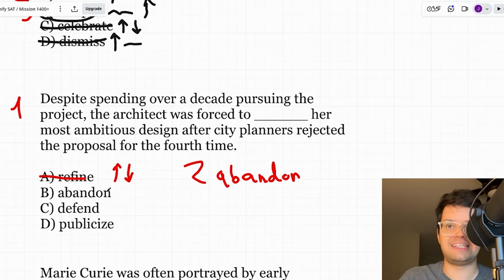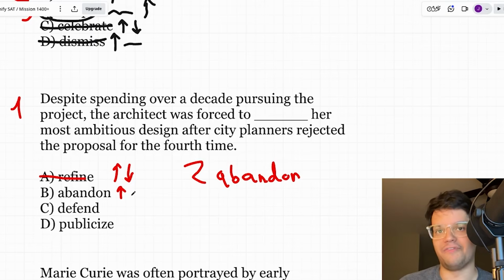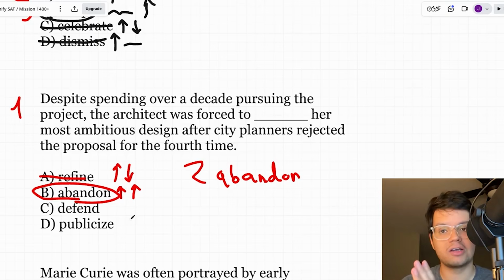Abandon. Yes, it is exactly my prediction. But even if it wasn't, I could just also look at it like abandon. I definitely know what that means. And I also have a very high confidence of it being right because abandon means like get rid of something, get rid of your ideas, etc. Defend and publicize, I may have a strong confidence on those, but both of them just don't really seem right as well. Same kind of thing, they don't match the passage.